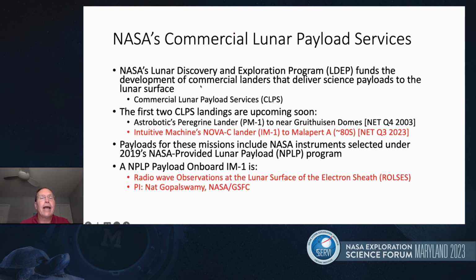Brent Gary gave a nice talk on CLPS and all the future missions. I'm going to focus on one mission in particular that ROLSES is on. It's the Intuitive Machines Nova-C lander, IM-1, to Malapert A up at high latitudes. It should be an exciting fall, and given that two CLPS landings are coming soon, and actually I should say 2023, not 2003. Anyway, the payload that's on IM-1 is ROLSES, Radio wave Observations at the Lunar Surface of the photoElectron Sheath, the ROLSES radio, and the PI is Nat Gopalswamy at NASA Goddard.